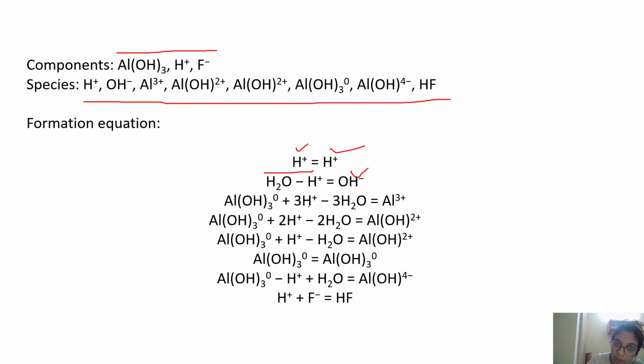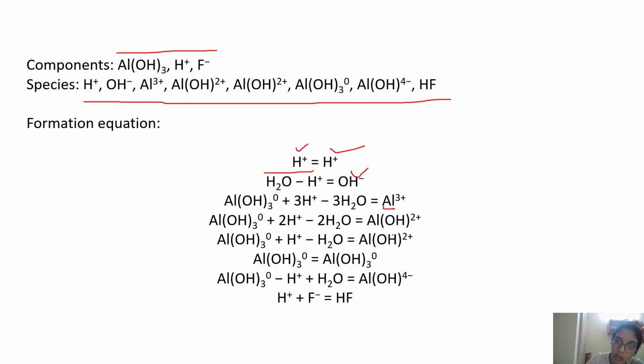For making Al3 plus, this is the equation: AlOH3 plus 3H plus minus 3H2O. By using these three components, we have to make all the species, right? So how many species are there? 1, 2, 3, 4, 5, 6, 7, 8. So 8 species are there. That's why we have 8 formation equations by using just 3 components and H2O. So these components will be enough to make all these species.